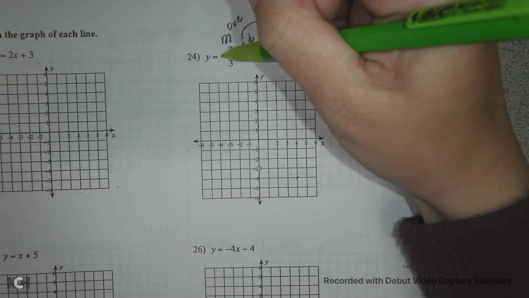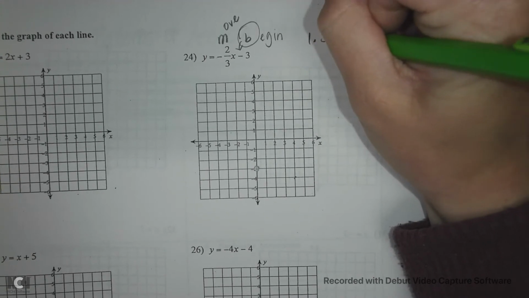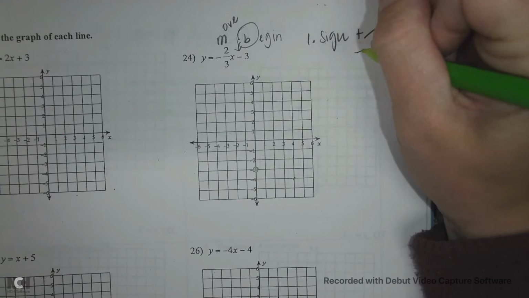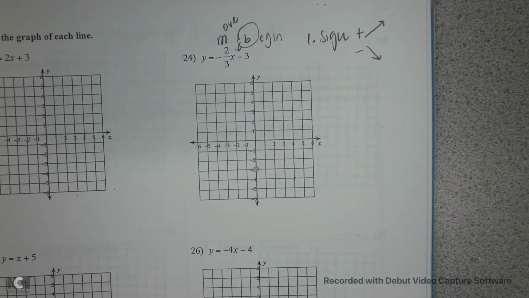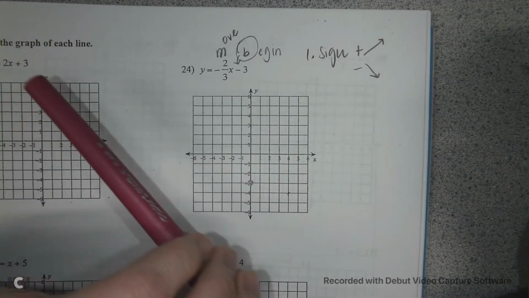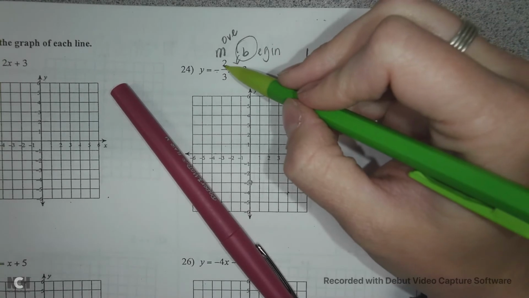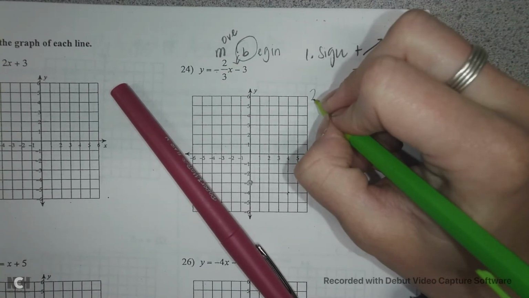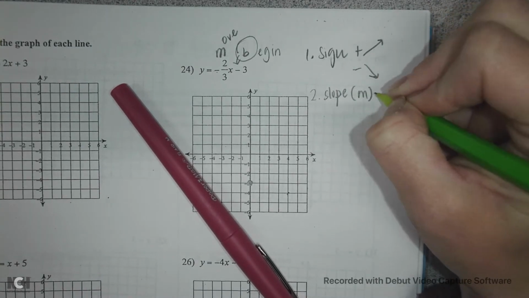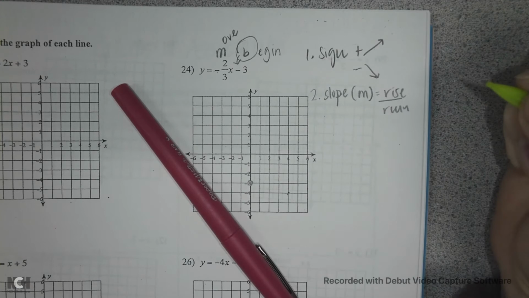Now we have to think about how we're moving. The first thing I always ask myself is, what is the sign? If it's positive, my line looks like this. If it is negative, my line looks like this. It's really good to think about what your graph is going to look like before you graph it. My line needs to be decreasing because it's negative. Now remember, your slope, or your M, is rise over run. You have to move that way.